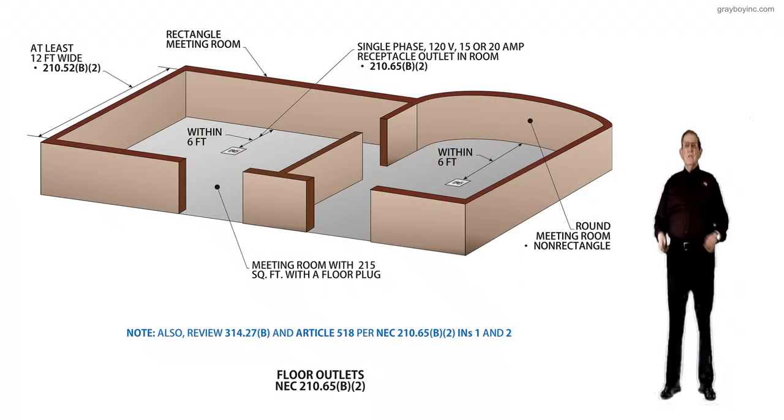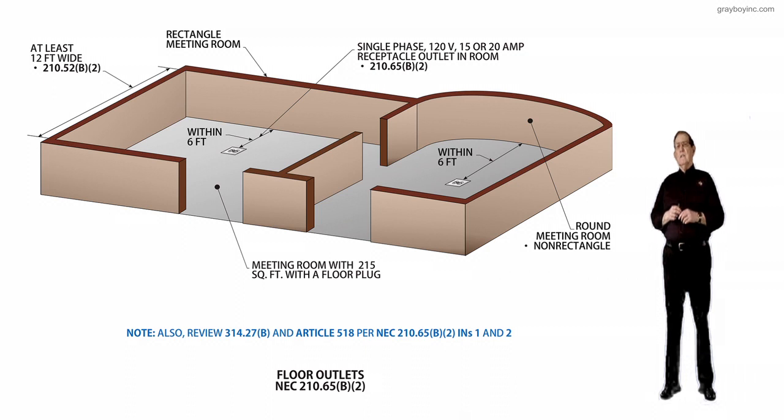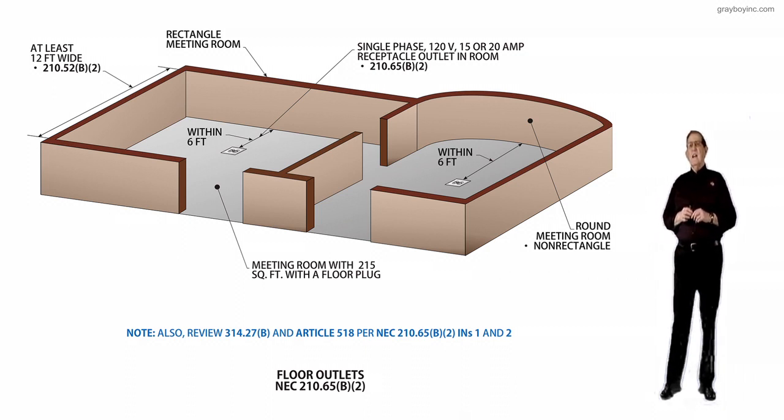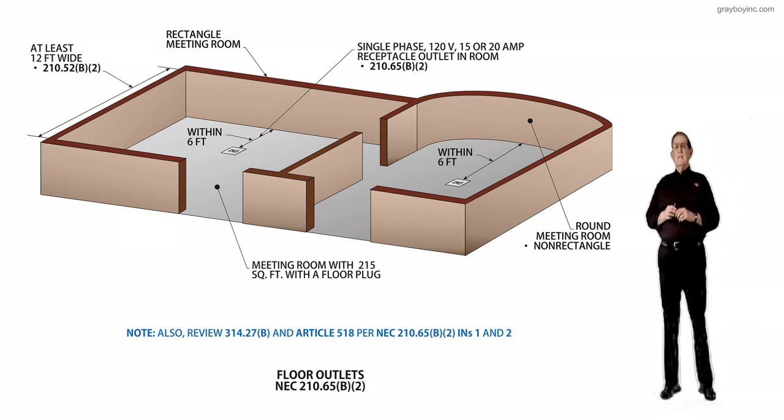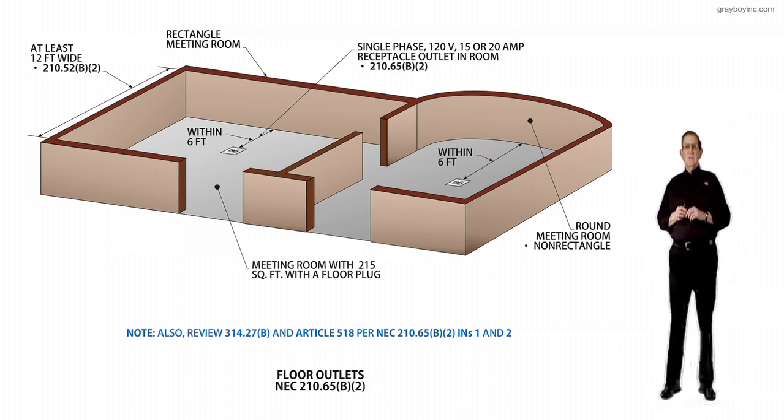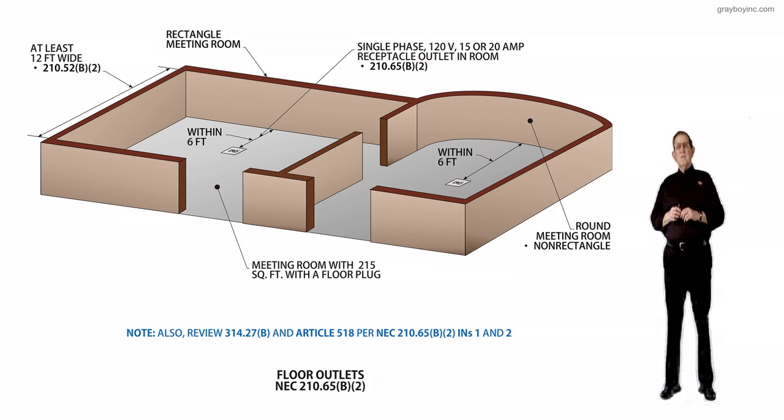This illustration deals with floor outlets in rectangular and round buildings. NEC 210.65(B)(2) addresses the requirements if you have such buildings. The purpose of the change is mainly a revision.